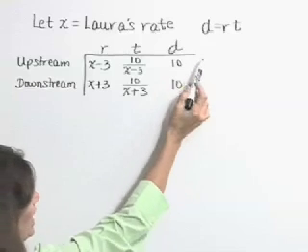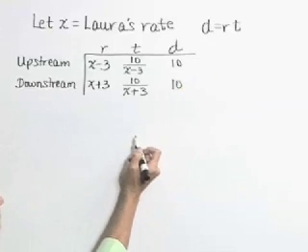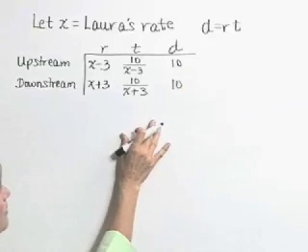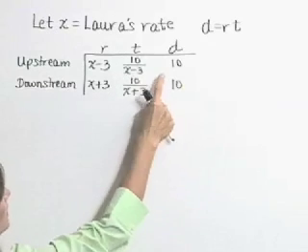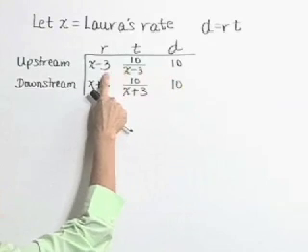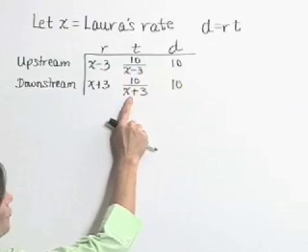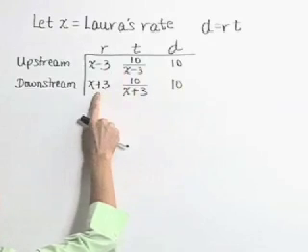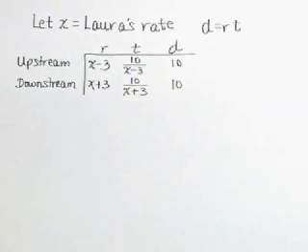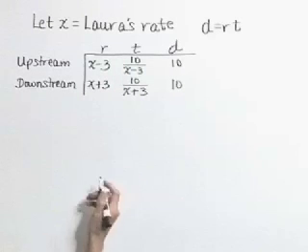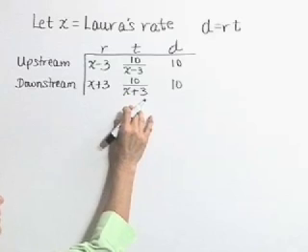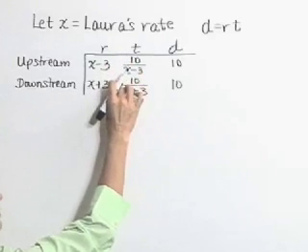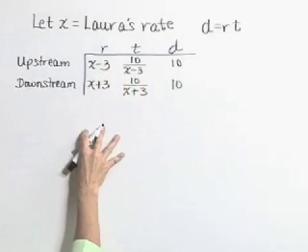And in using our d equals rt formula, solving for time, time is distance over rate. So the time upstream is 10 over the rate x minus 3. Downstream, 10 over the rate x plus 3. Now we need an equation. We're told an additional piece of information that it took 3.5 hours to do this. So the sum of these times is equal to 3.5 hours.